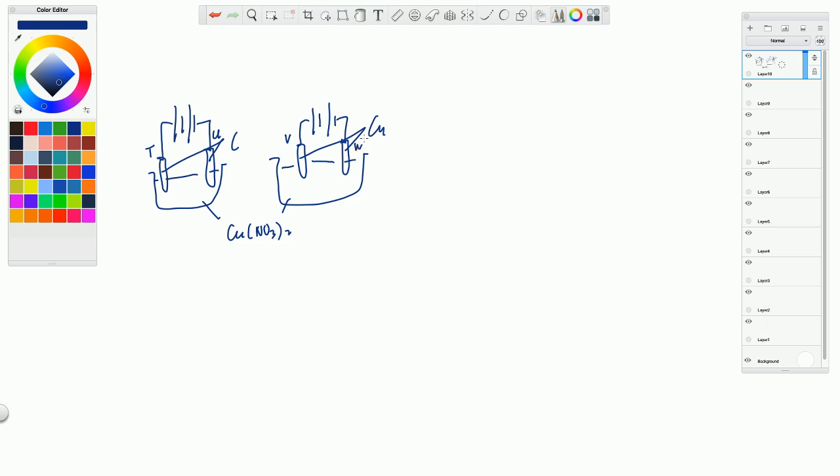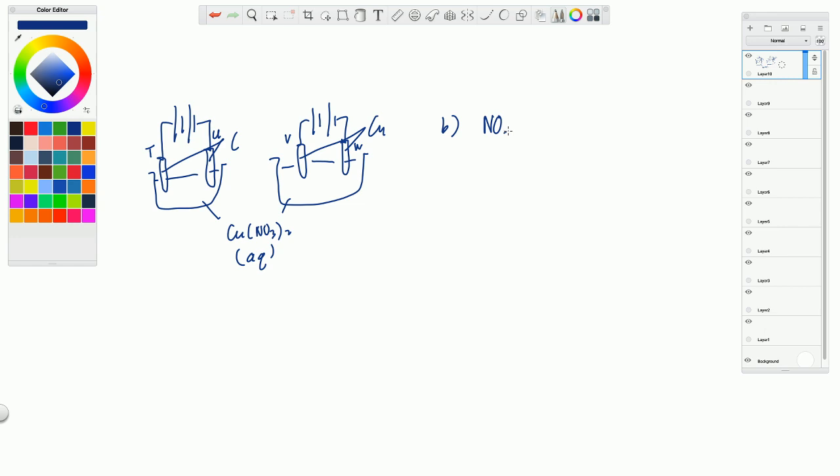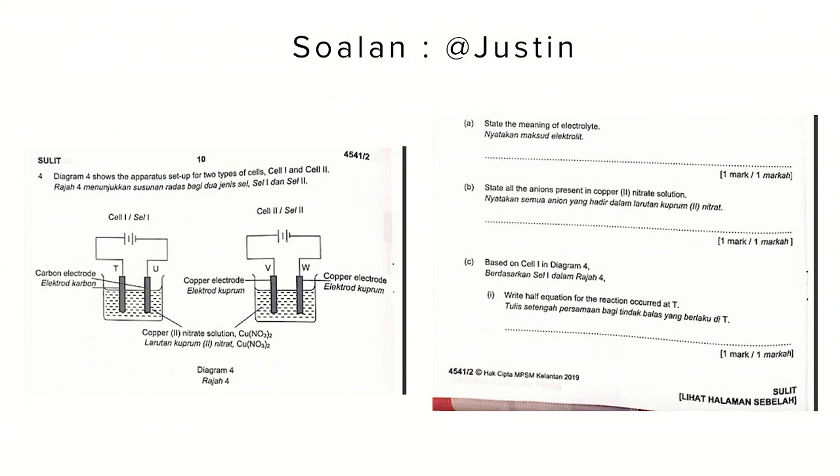So the question is the meaning of an electrolyte. The electrolyte is an aqueous solution in an ion form that has free moving ions that can conduct electricity. Or you can write there the solution, aqueous solution or molten that is decomposed during electrolysis. State all the anions present. Because it's an aqueous solution, you have to write down that it has nitrate ions and it also has hydroxide ions. They're asking you about anions. Based on cell 1 in diagram 4, write the half equation for the reaction at T.